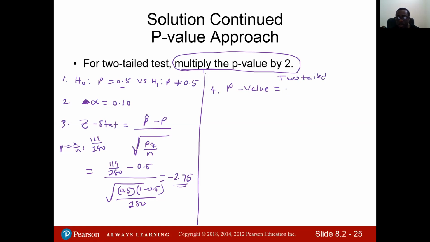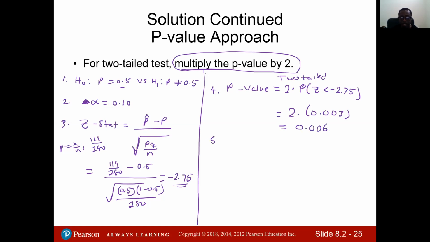Because it's a two-tail test, we multiplied the probability by 2. So that's 2 times the probability that my z, because this is negative, is to the left, is less than negative 2.75. If you read this from the table, you have 0.003. If you multiply by 2, you get 0.0016.